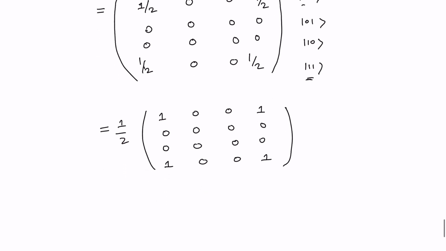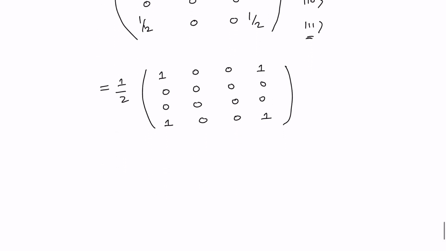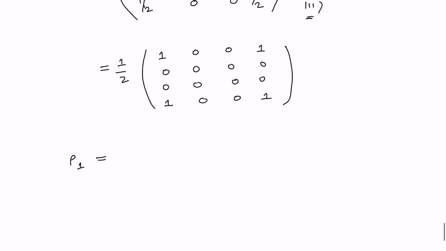By the way, what about the matrix representation of the first qubit? We have already worked out this problem. In this particular problem, we have to trace out the second qubit, and we worked out that the density operator is 1 half, ket 0 bra 0 plus ket 1 bra 1.